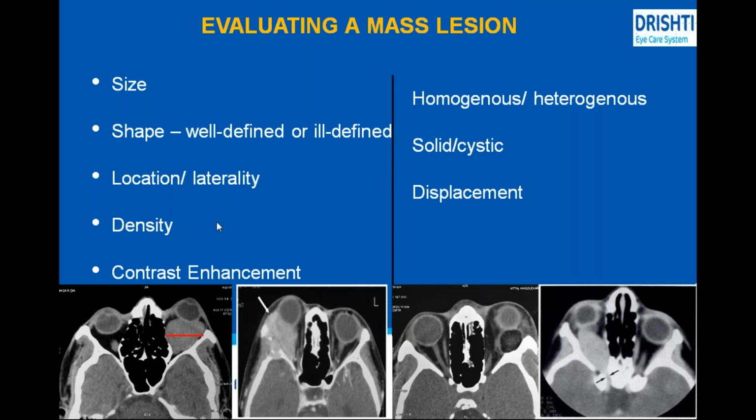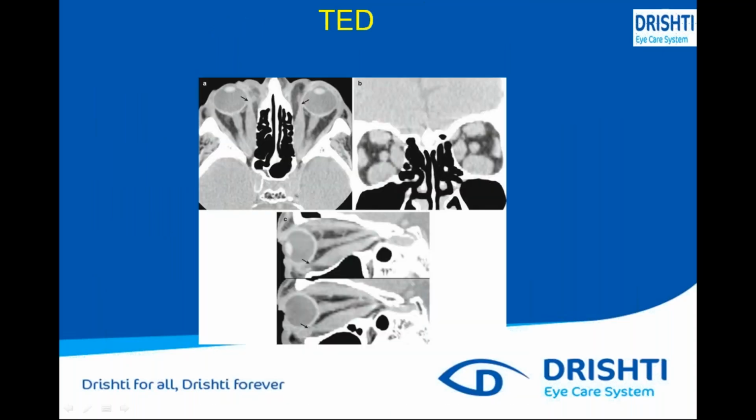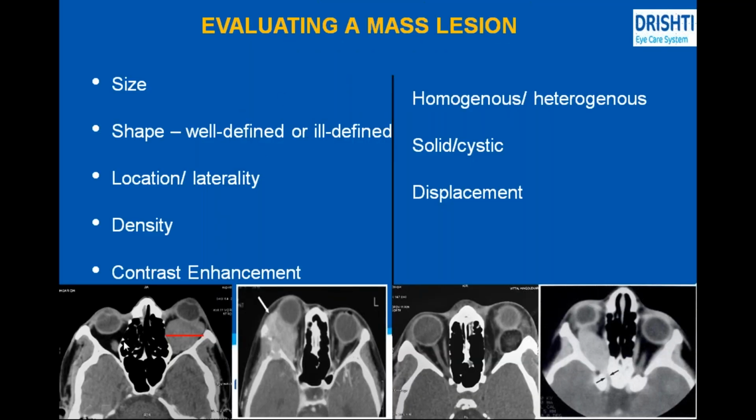In a very hard mass, if it is similar to a bony hard mass, then you will not be able to differentiate between the bone and that mass. So in that case, the contrast enhancement has to be done. Then homogeneous or heterogeneous, solid or cystic, and displacement. All these things I will be showing in this image.